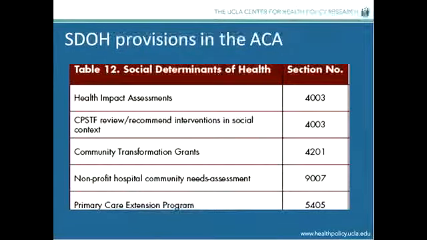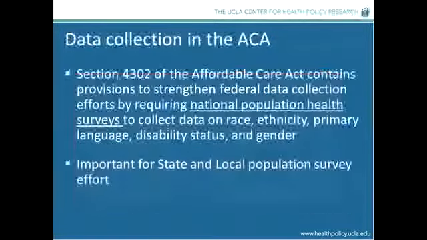This slide just shows specific sections in the ACA that have social determinants of health provisions. I won't go through each one. I believe Dr. Fielding, maybe in the next conversation, will detail some of this. The health impact assessments, the review recommending intervention social context, which I'll talk about in another slide, community transformation grants, which do come with money, nonprofit hospital community needs assessment, and primary care extension program.